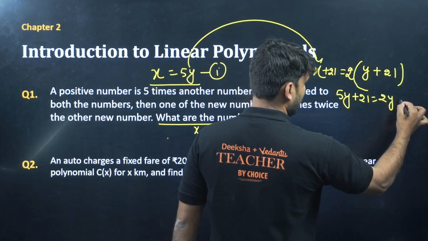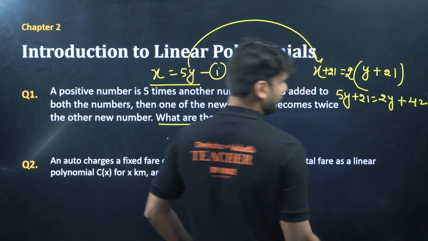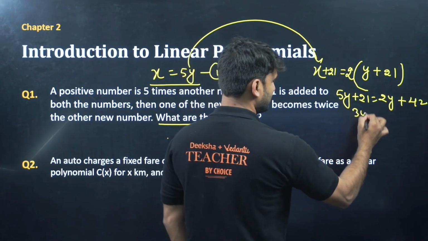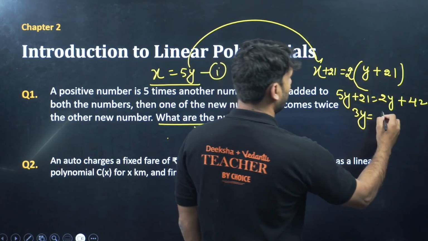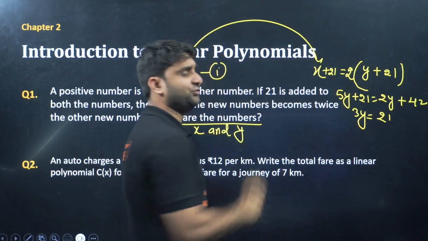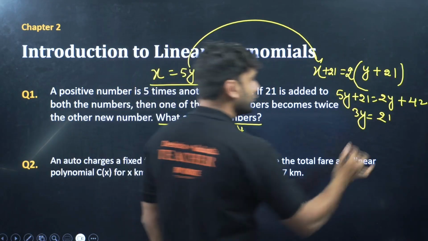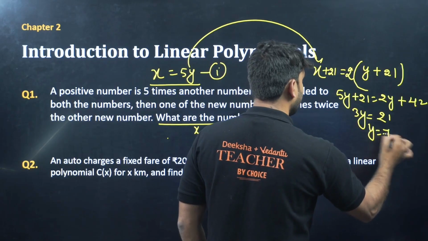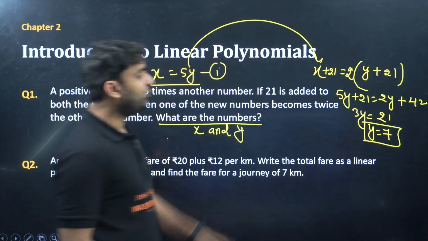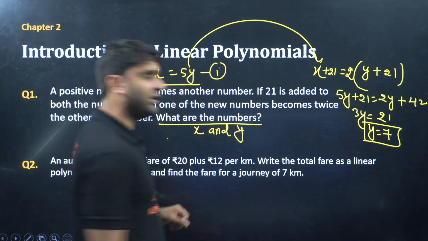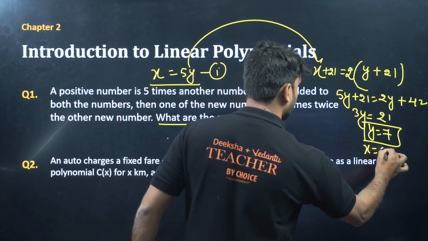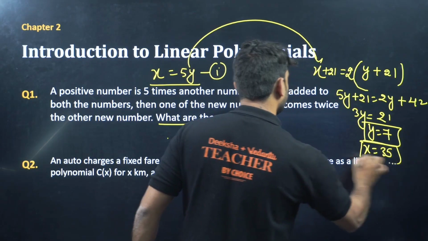So 2y plus 42, 2y will come this side, so this is 3y, 21 will go there, so this is 21. 42 minus 21 will be 21. Clear? So y is equal to 7, and once you get y, you can put here y, 7 fives are 35, so x is equal to 35.